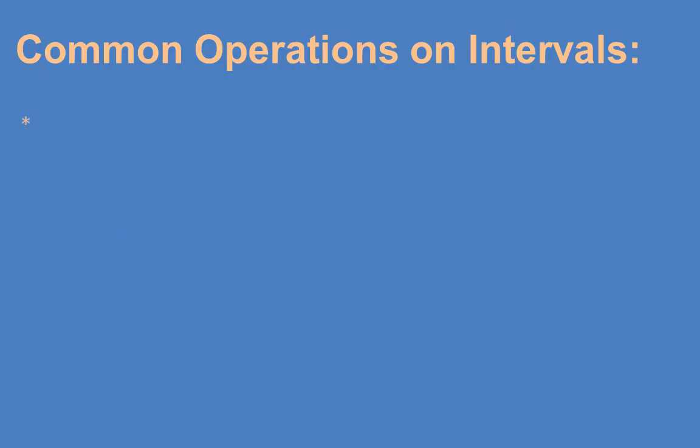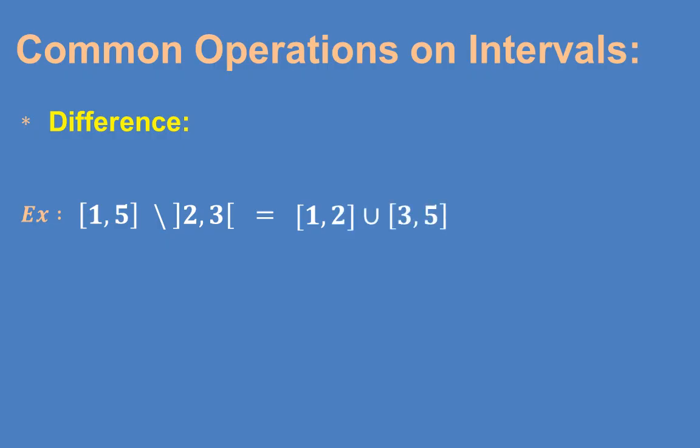The third operation is the difference. The difference between two intervals subtracts the second interval from the first, resulting in elements in the first interval that do not belong to the second. For example, the difference between the closed interval [1, 5] and the open interval (2, 3) will subtract the second interval (2, 3) from the first interval [1, 5]. Thus, the result does not contain the numbers of the second interval (2, 3). So it will be the union of these closed intervals.